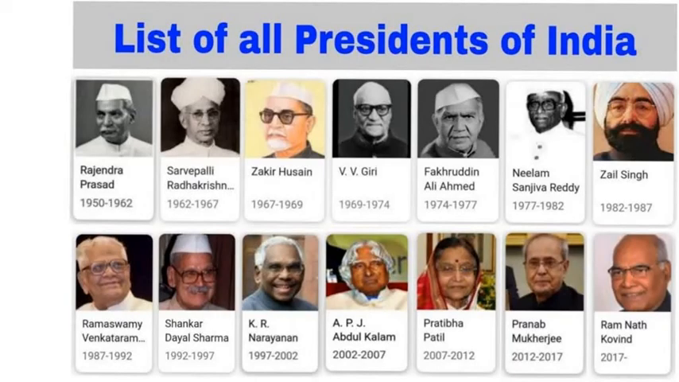The list of all presidents of India that we have had: Rajendra Prasad 1950 to 62, Sarvepalli Radhakrishnan 1962 to 67, Zakir Hussain 67 to 69, V.V. Giri 69 to 74, Fakhruddin Ali Ahmed 74 to 77, Neelam Sanjeeva Reddy 77 to 82, Zail Singh 82 to 87, Ramaswamy Venkataraman 87 to 92, Shankar Dayal Sharma 92 to 97, K.R. Narayanan 97 to 2002, APJ Abdul Kalam 2002 to 2007, Pratibha Patil 2007 to 12, Pranab Mukherjee 12 to 17, and now Ramnath Kovind from 2017.